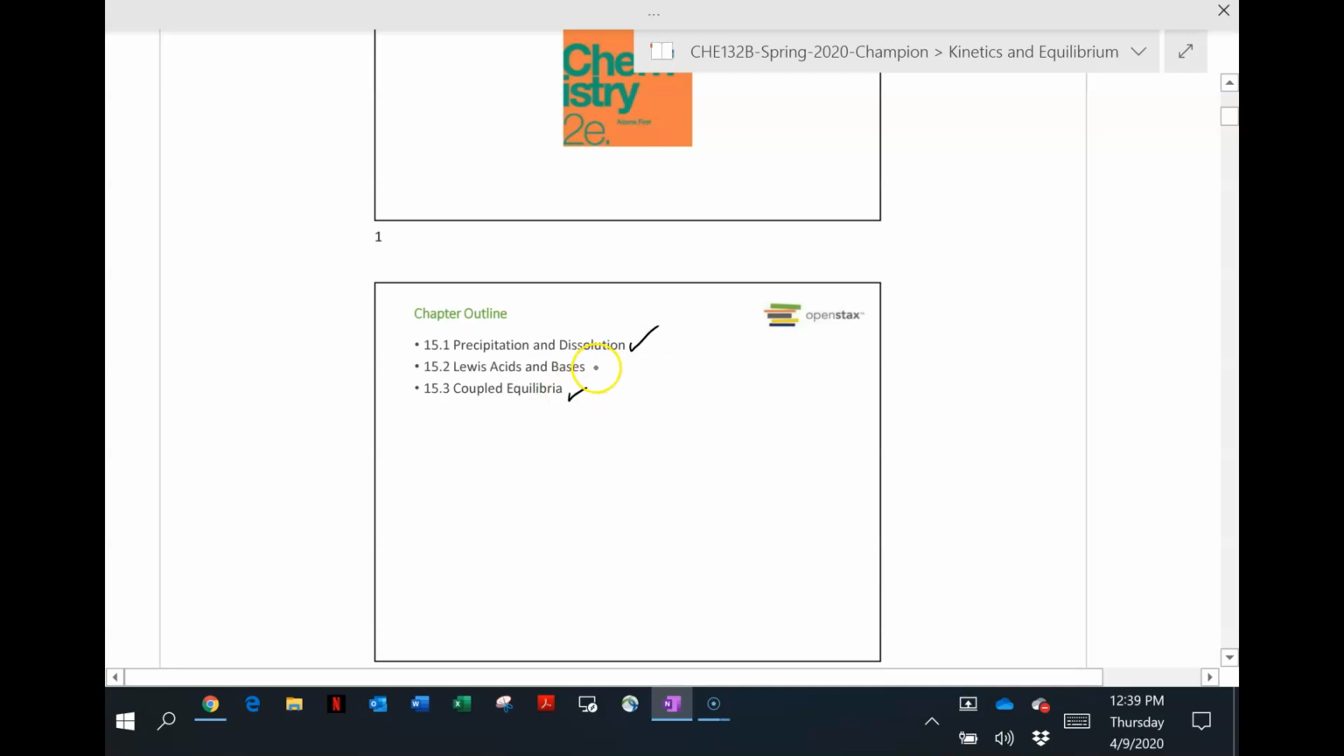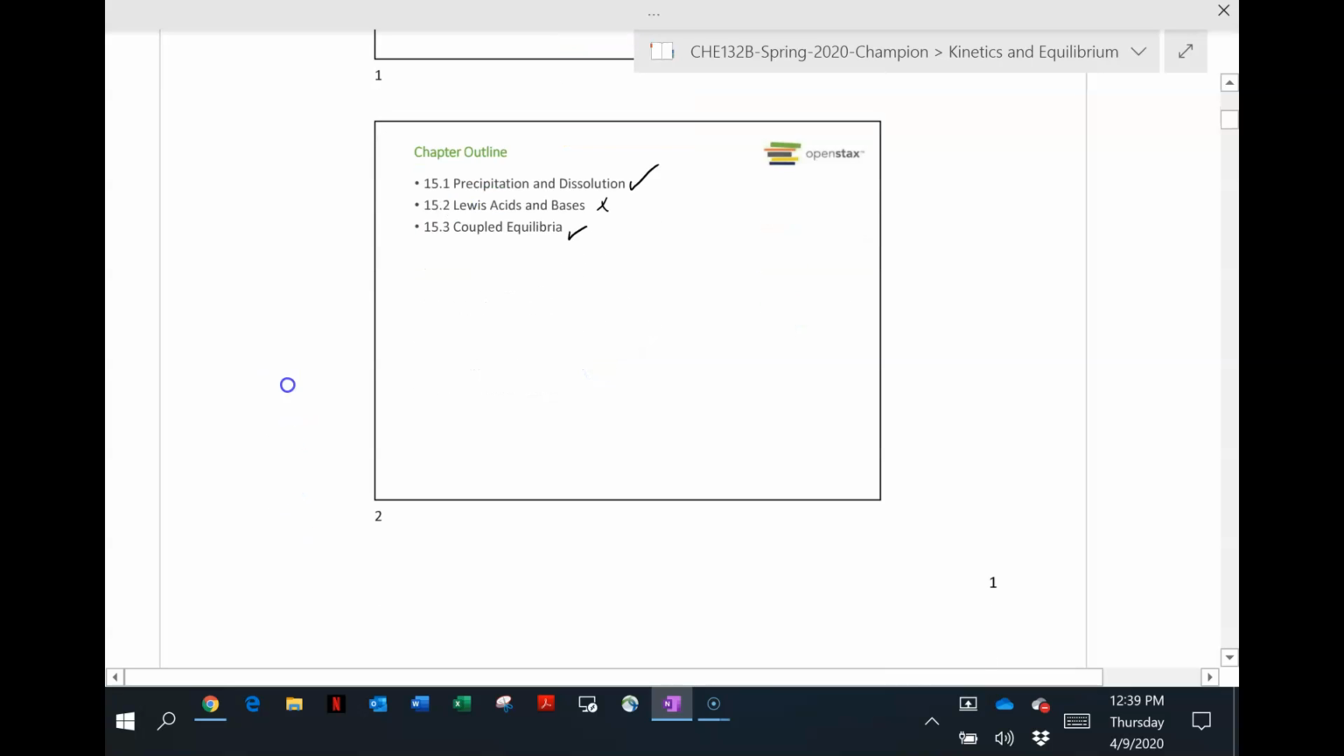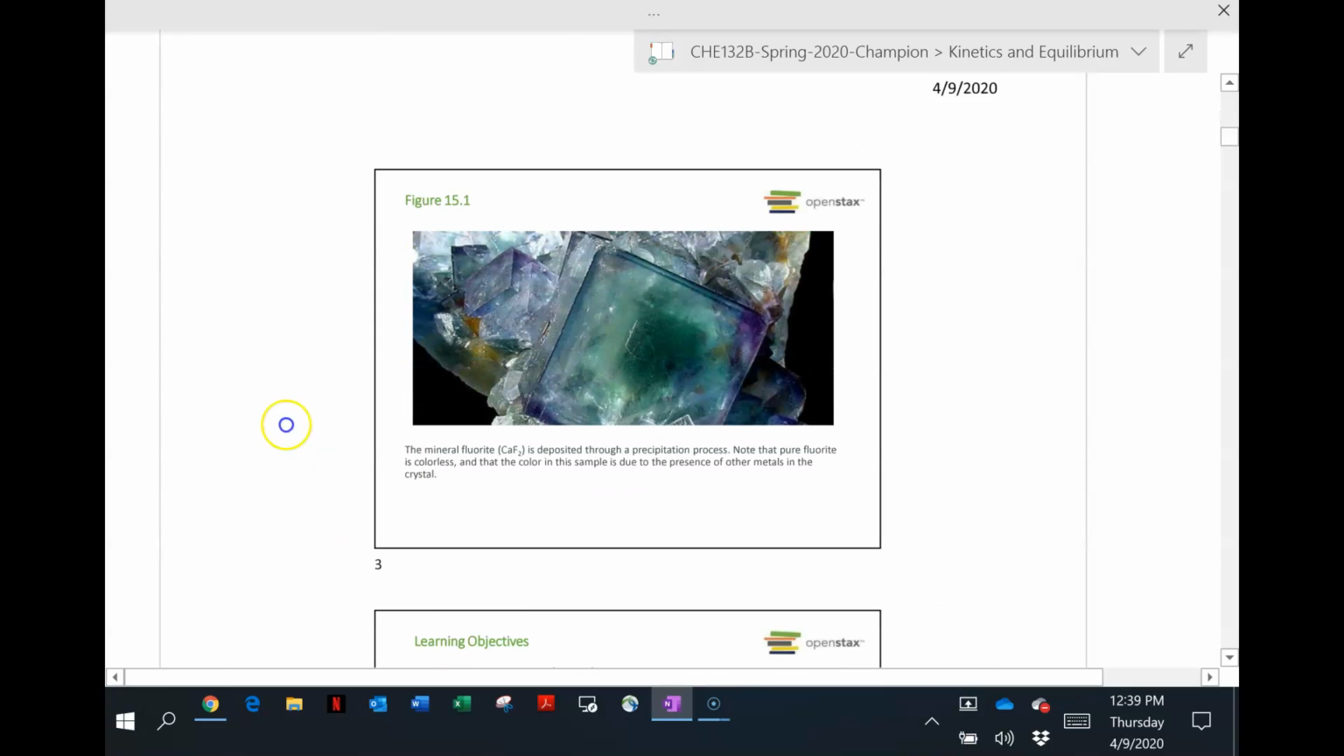Lewis acids and bases we talked about in chapter 14 to an extent. We're not going to talk about equilibria related to them in this video.